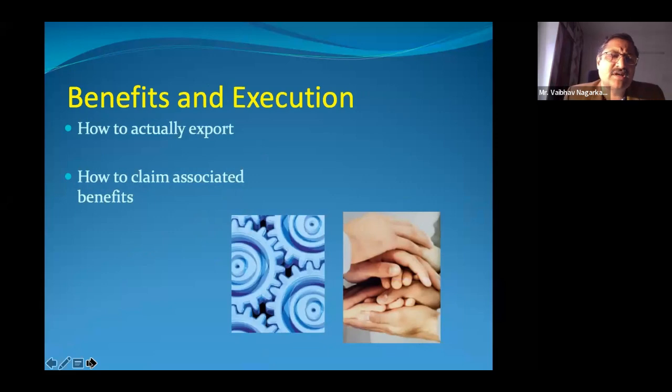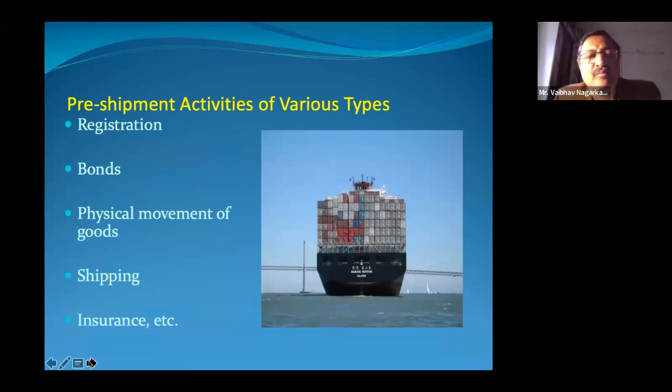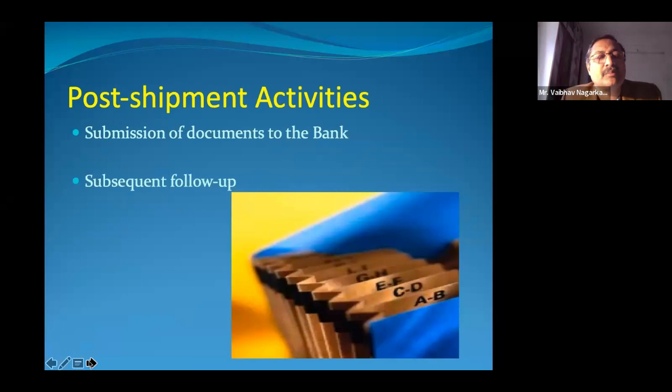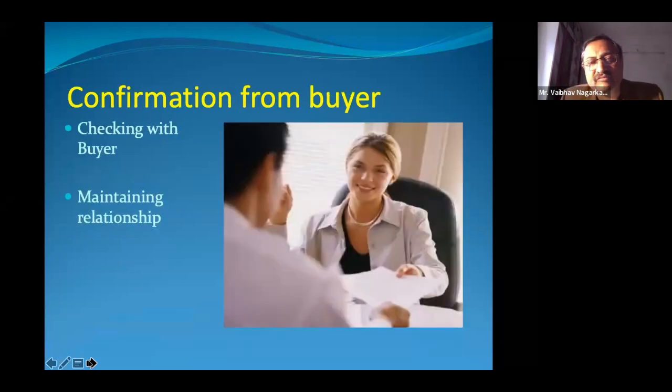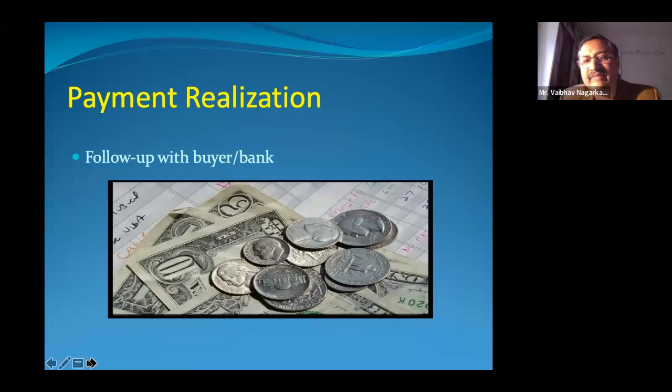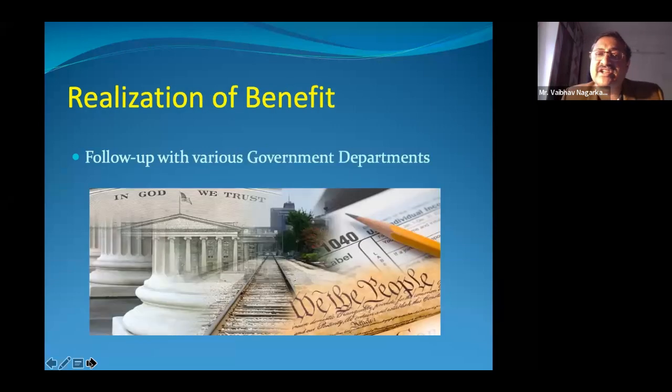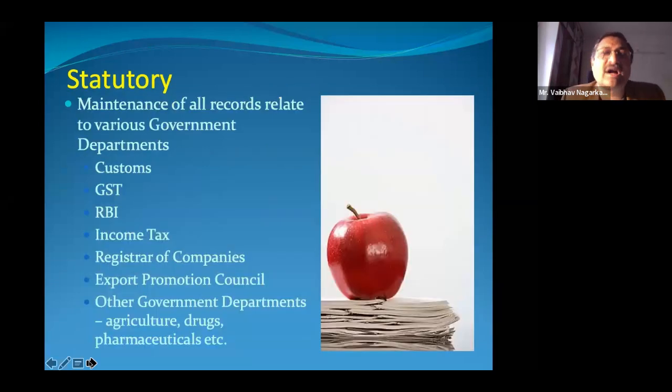Benefit and executions is the one where you have to do it at the end of the successful imports and exports. Various other documents, like how to do registrations for import export, bonds, various bonds like B1 bonds, security and surety bonds, physical movement of the goods, shipping and insurance, pre-shipment and post-shipment, both. Once you get the confirmation from the buyers and when the money gets credited, how to do IDPMS and EDPMS processes with the banks.